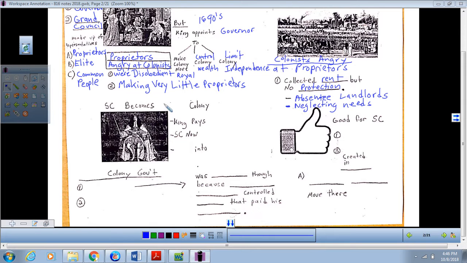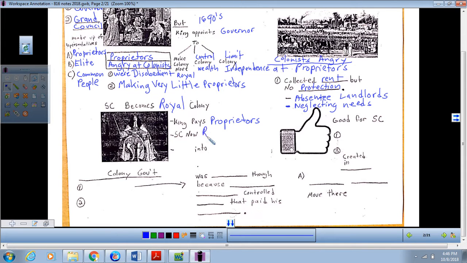So eventually, the king pays off the proprietors and buys Carolina back and makes it a royal colony. So the king pays the proprietors off, says, you're right, perhaps it was a bad deal, perhaps it would just be better for everyone if I took over the Carolina colony. And the colonists were like, yay, he'll send the army.